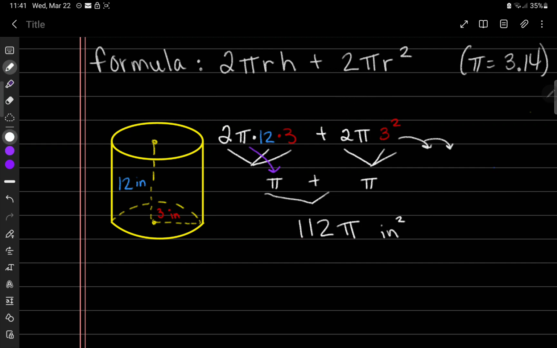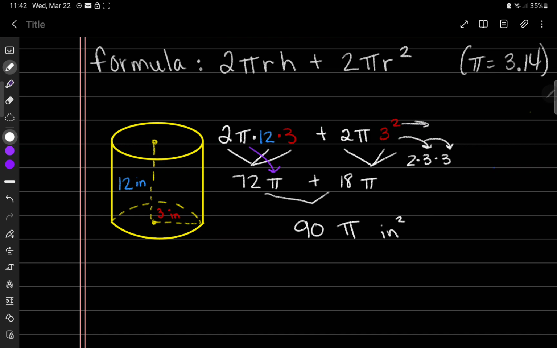So we're doing 2 times 12 times 3. That is 24. 24 times 3 is 72. Keep the pi sign. And then here we do 2 times 3 times 3. Again, it's not 3 times 2. That's wrong. It's 3 times 3. So 2 times 3 is 6. 6 times 3 is 18. And then we add up those numbers. So this is 90 pi, and then inches squared is always a part of our answer. And that's all you're doing.